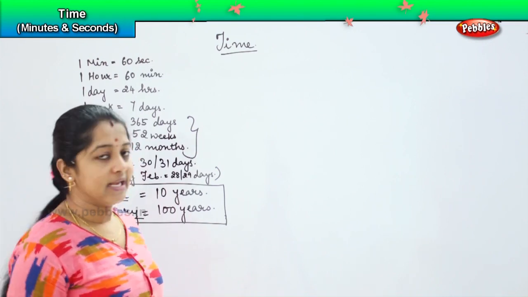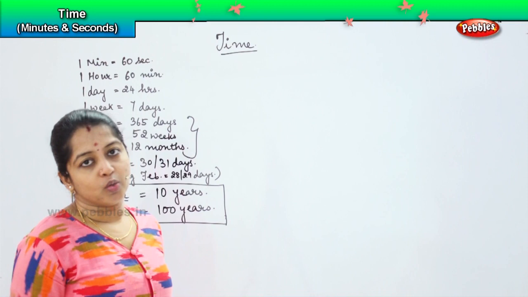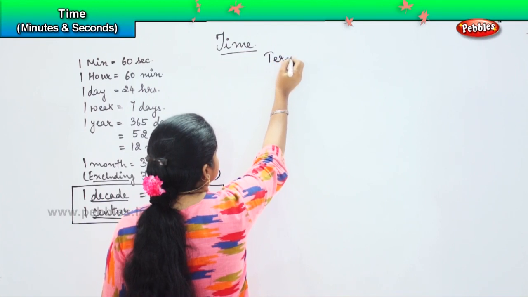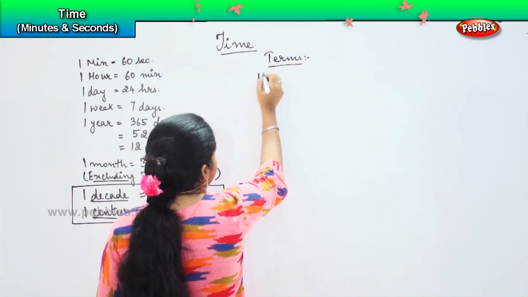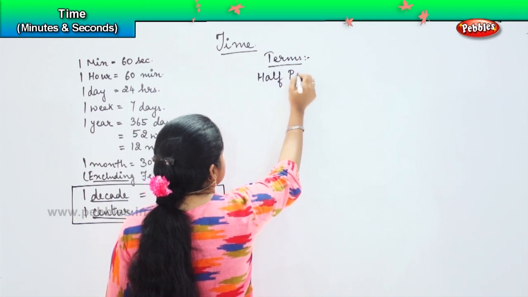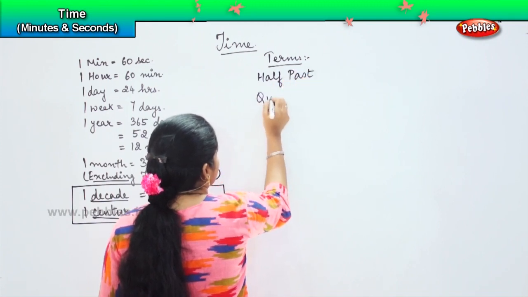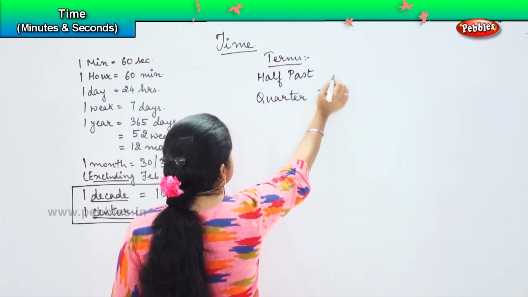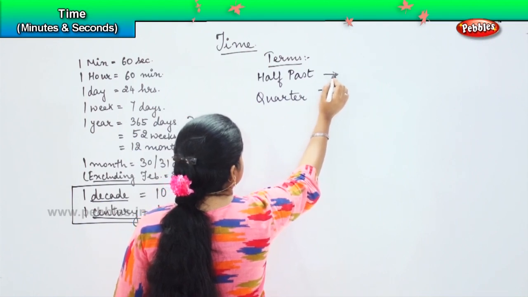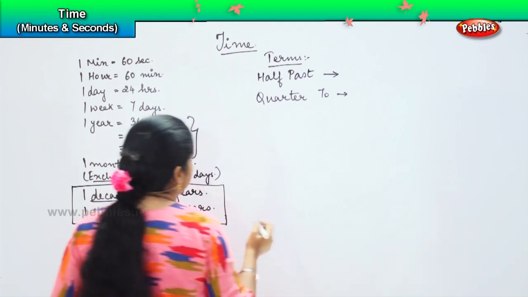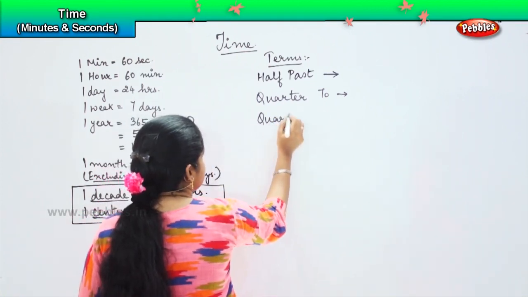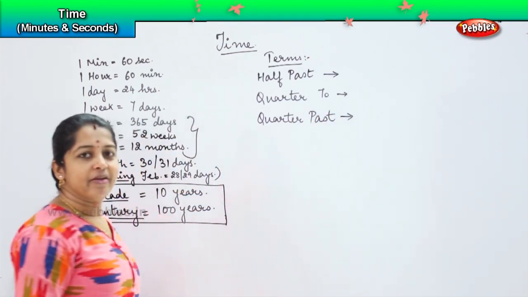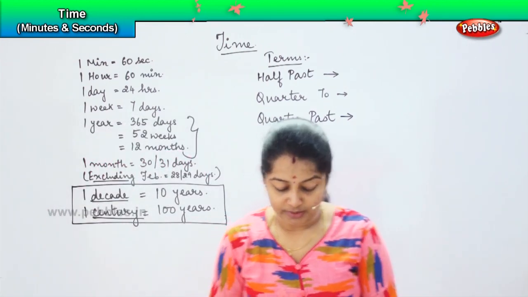So now, before beginning the sums, I just want to recap what we have learnt in our previous classes. So here you would have heard the terms like half past, quarter to, okay, and then quarter past. So these terms you would be familiar with from your previous classes as well, right?